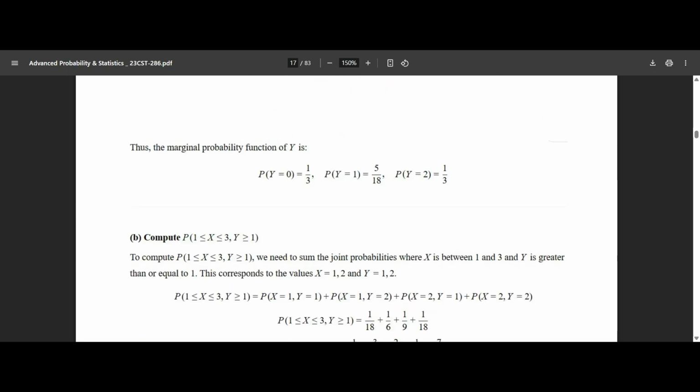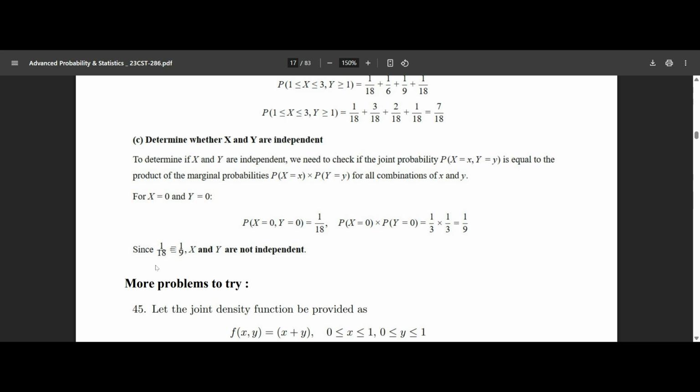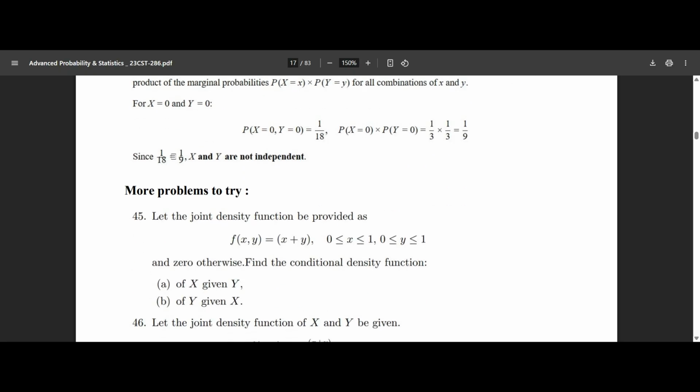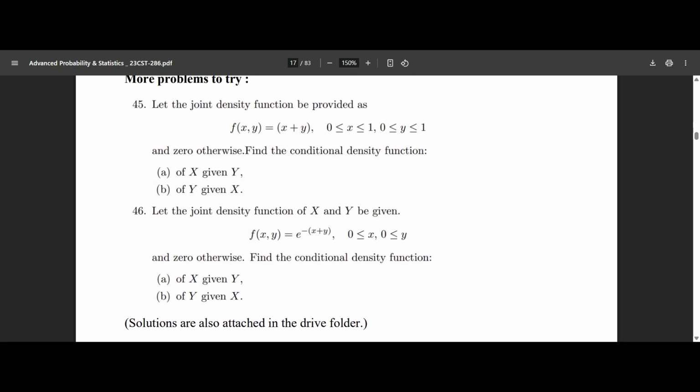So, what do we get? Since 1 by 9 is not equal to 1 by 18, x and y are not independent. X and y are dependent on each other. That is why the product of their marginal probabilities is not equal to the particular joint probability. Okay, hope it's clear. So there are a few more problems I've given which you can try.